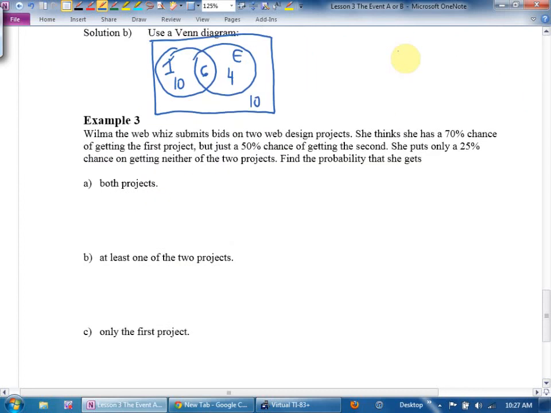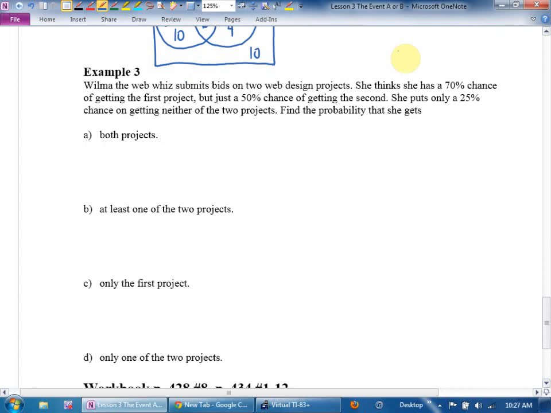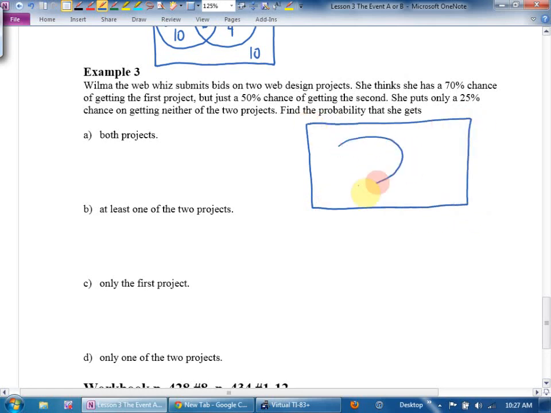Example 3. Are they just asking one question or more than one question? I'm going to use a Venn diagram here. Wilma the WebWiz submits bids on 2 web design projects. She thinks she has a 70% chance of getting the first project, but just a 50% chance of getting the second. She puts only a 25% chance on getting neither. I'll call this the first project and this the second project.